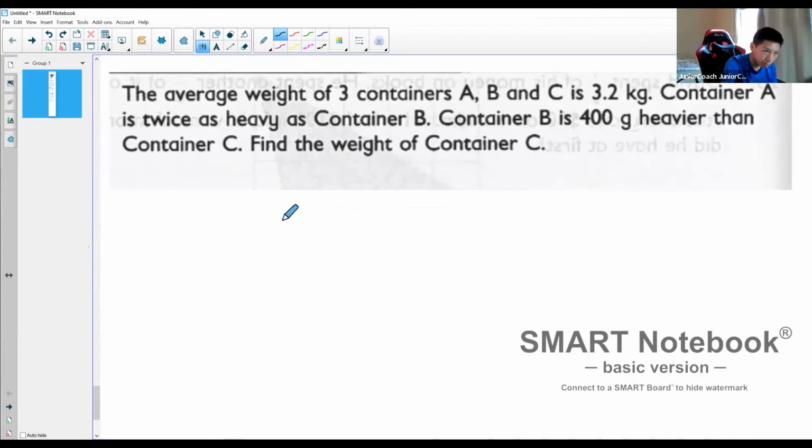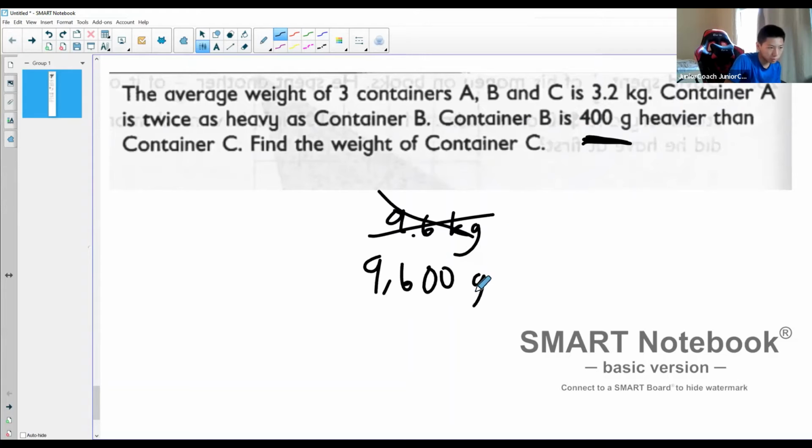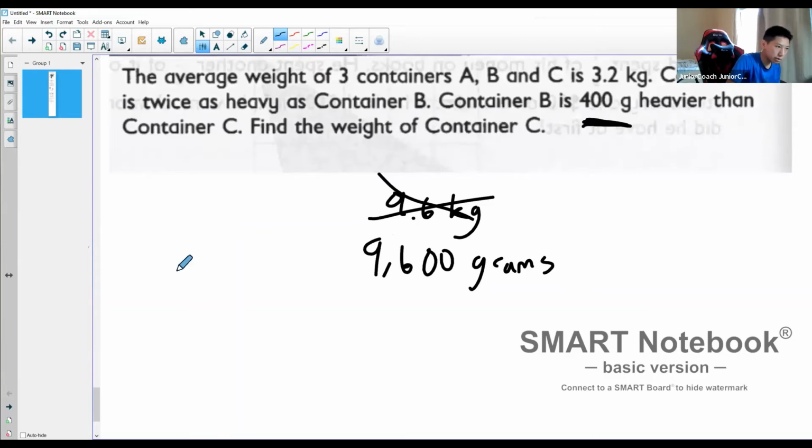First off, we're going to realize that the total weight of all the containers is just the average weight multiplied by the number of containers, so it's 9.6 kilograms. Now, I would like to mention that the question clearly says grams here, so 9.6 kilograms is going to be difficult to work with. Instead we're going to do 9,600 grams because this is easier. And so A plus B plus C equals 9,600 grams.